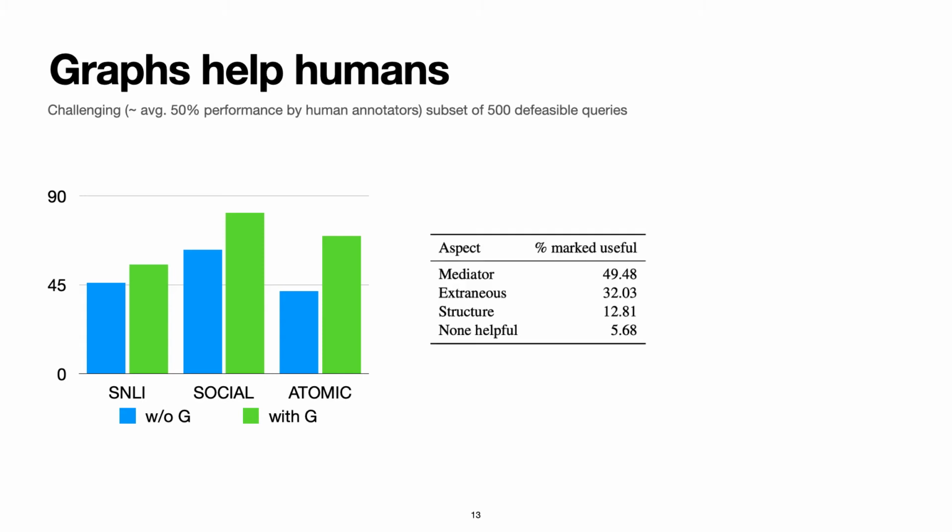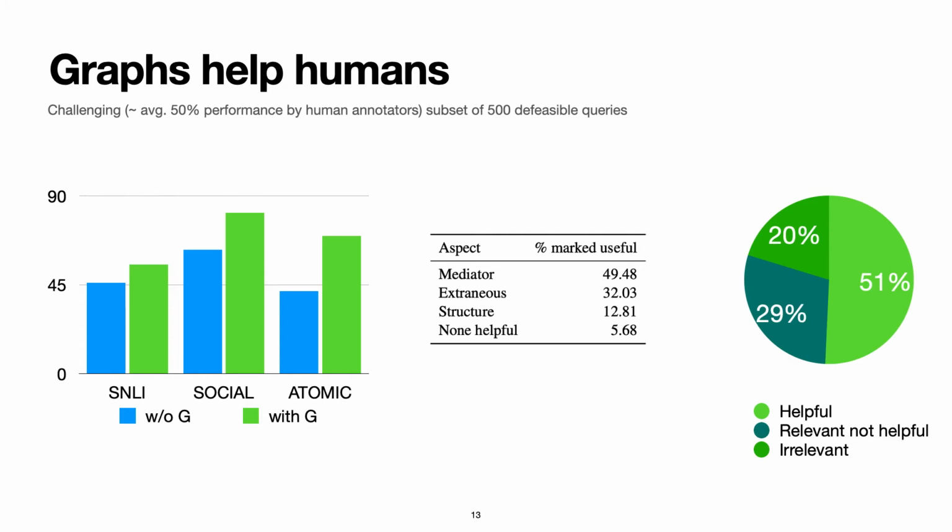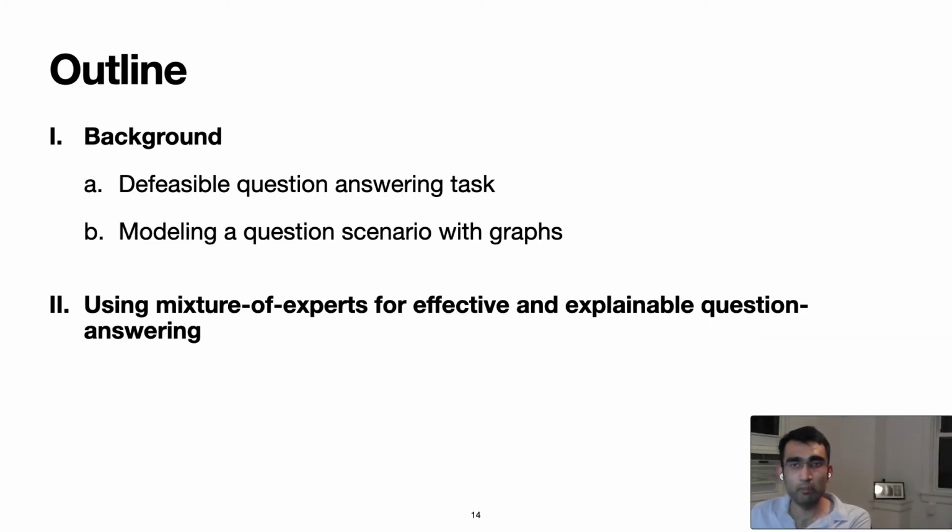But humans used graphs in a very interesting way. They used different parts of the graphs to different degrees. And it was not the case that graphs are always helpful for them. So they would pick and choose. They would first pick parts in the graph to see what's useful, and then sometimes they would discard the graph altogether. This motivates our method, which I'll talk about next.